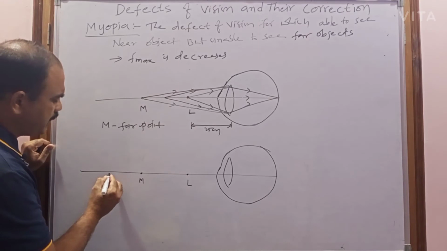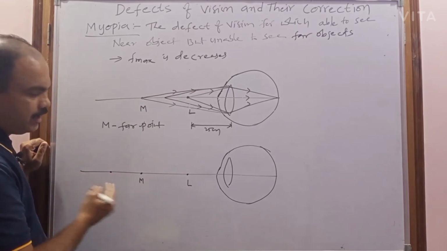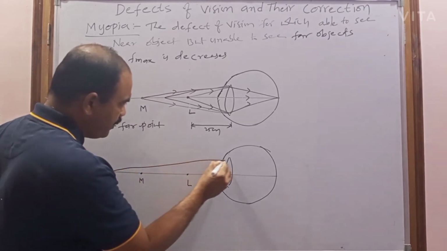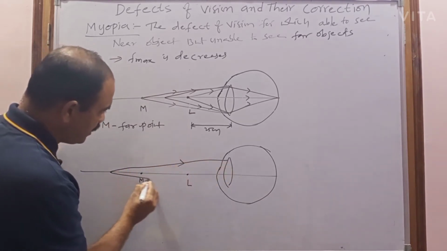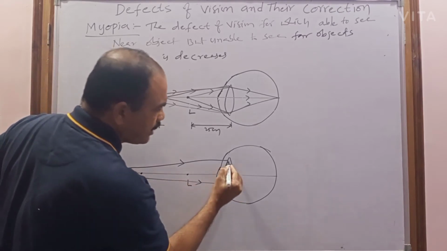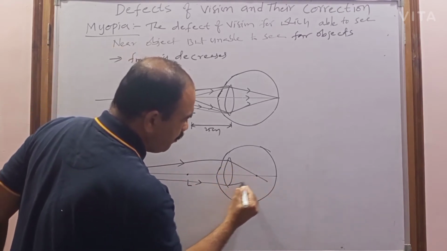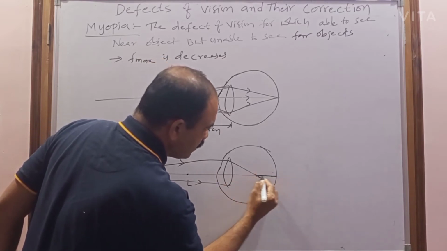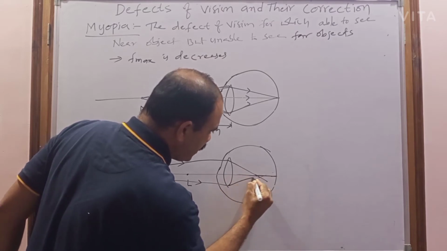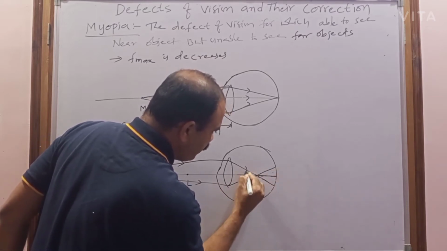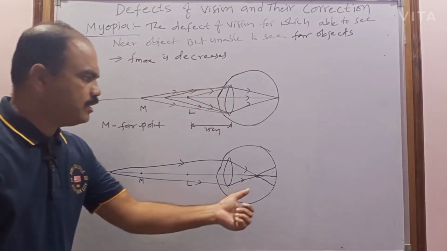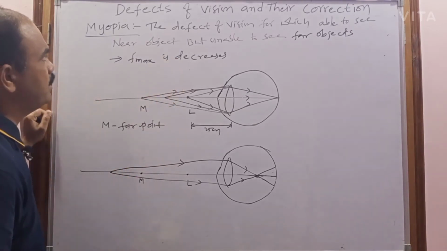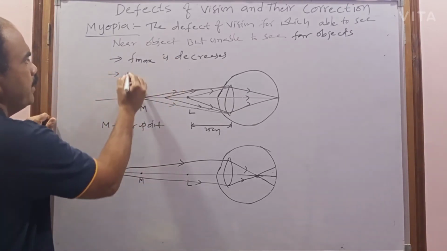So for example, if the object is at this point, and now if the object is beyond the far point, then what happened? The light rays that are coming from that object will be incident on the lens, so after refraction what happened? The image can be formed before the retina. So now the image cannot be formed exactly on the retina. So now the image can be formed before the retina here. So that's why this type of defect of vision is called myopia. And nothing but when a person suffers with myopia, the image is formed before the retina.